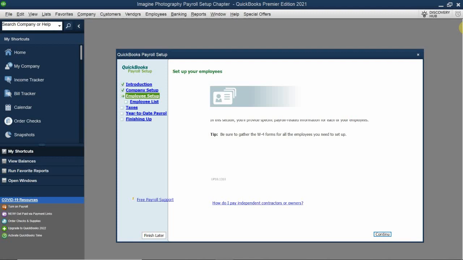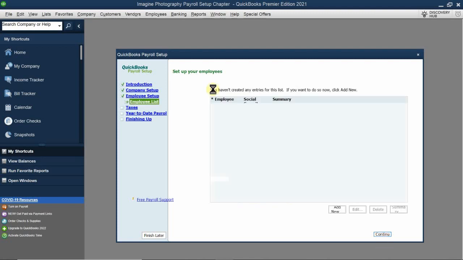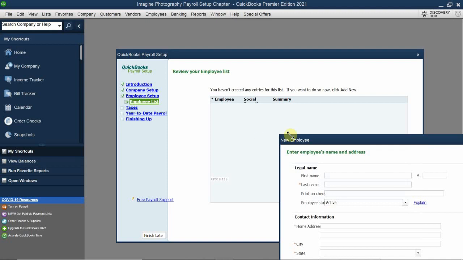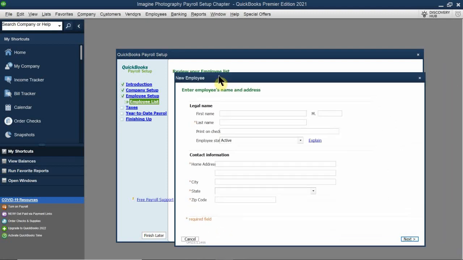So the next section we have here is going to be discussing entering in an employee. All right. What information do you need to have in order to set up your employees? Well, let's take a look. Okay. So here we're going to be adding in our very first employee. So you need to have all this information.